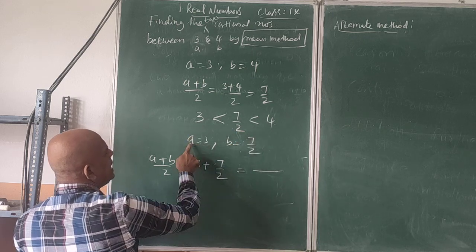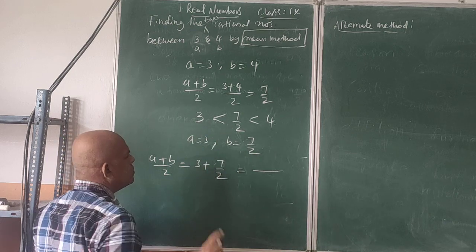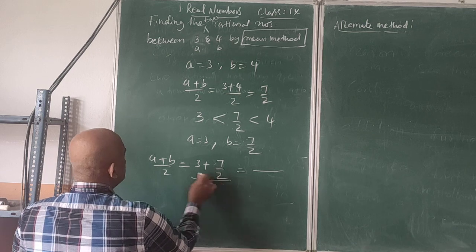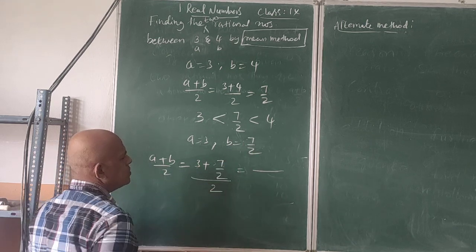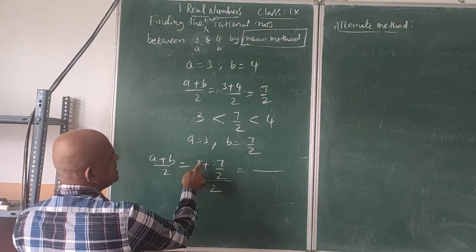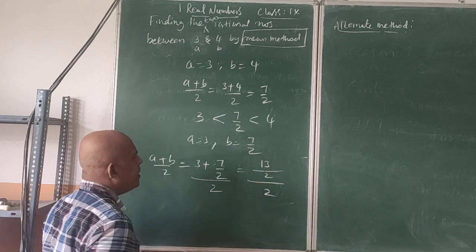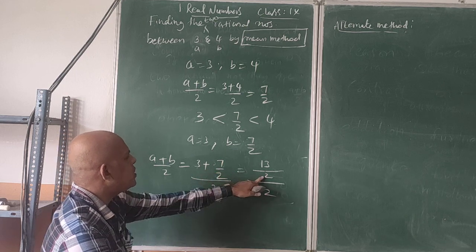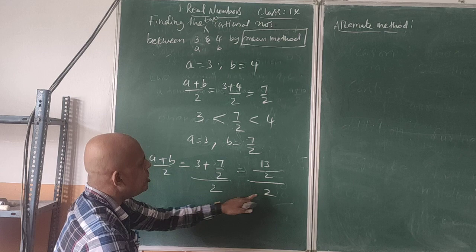Now we have taken A as 3 and B as 7 by 2, so whatever we get must lie between 3 and 7 by 2. So 3 plus 7 by 2, that is A is 3 and B is 7 by 2, the whole divided by 2. Here 2 times 3 is 6, and 6 plus 7 is 13. So we get 13 by 2, the whole divided by 2. We multiply by 2 because both have a denominator.